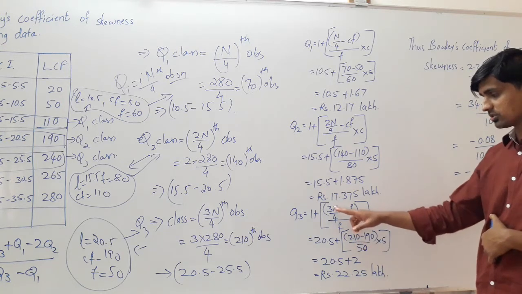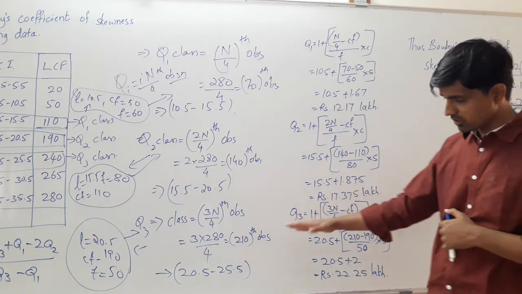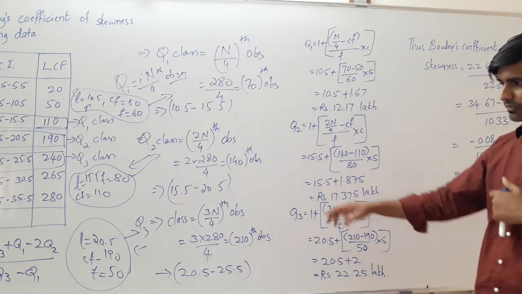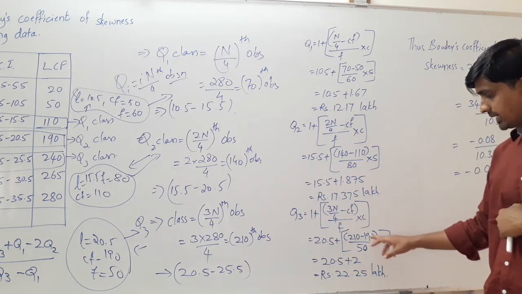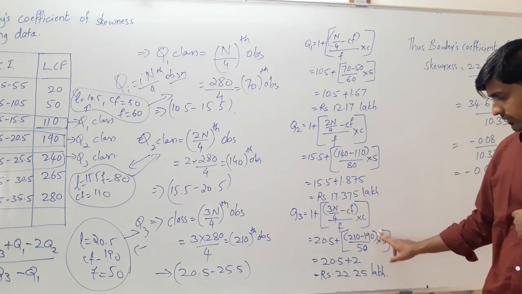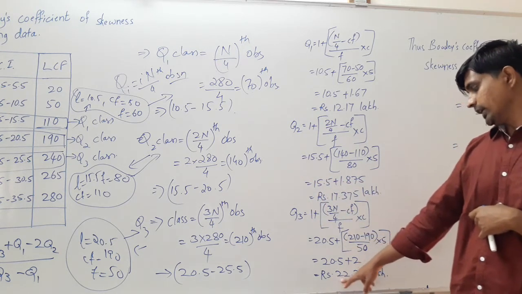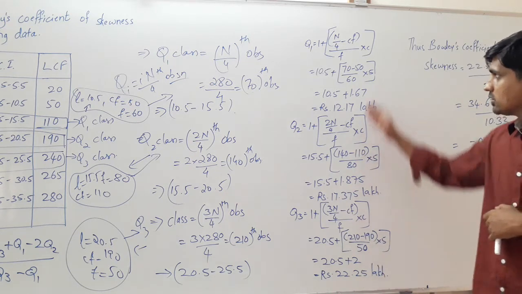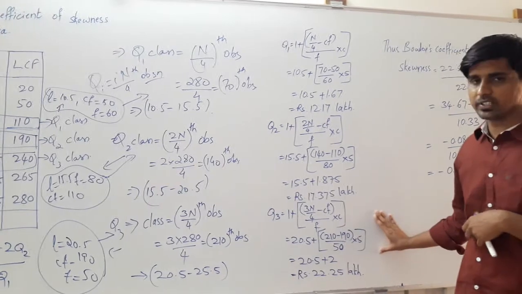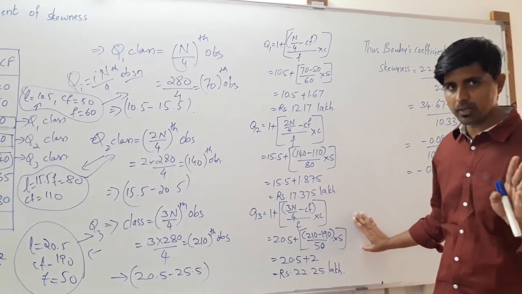Q3 is equal to 3n by 4. You have also calculated 3n by 4. How much is it here? 210. Substitute 210 minus CF, 190 there. 190 divided by F. F is how much? 50. 50 into 5. If you calculate this, you will get 22.25 lakh. So these are all the Q1, Q2 and Q3 calculations. This is a 10 marks question.